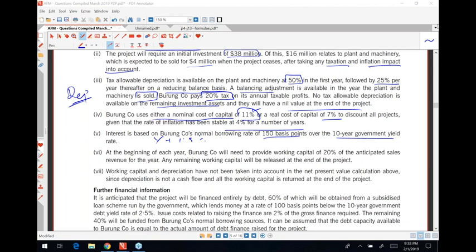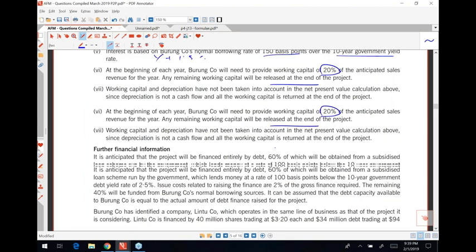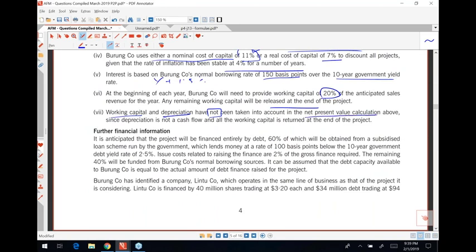Now, what next is there? It says at the beginning of each year, Buren Company will need to provide working capital of 20% of the anticipated sales revenue for the year. Any remaining will be released at the end of the project. So they haven't even considered the working capital in their calculation. It says working capital and depreciation have not been taken into account in the NPV calculation above, since depreciation is not a cash flow and all the working capital is returned at the end of the project. So they have not considered that.